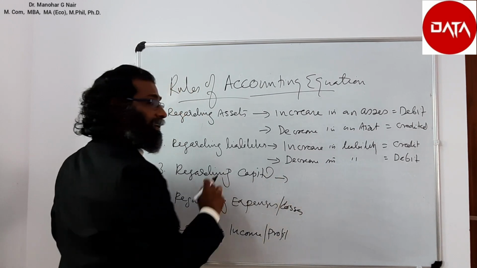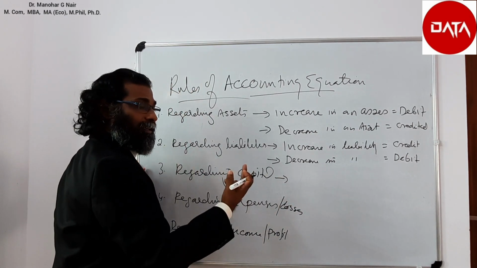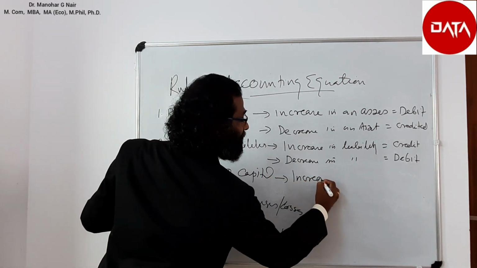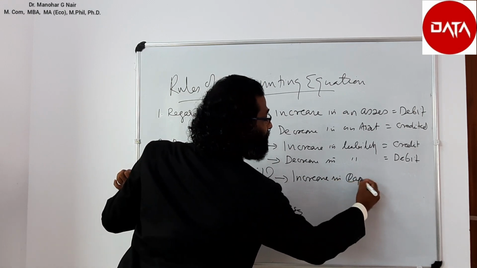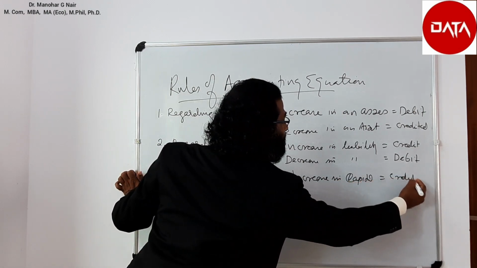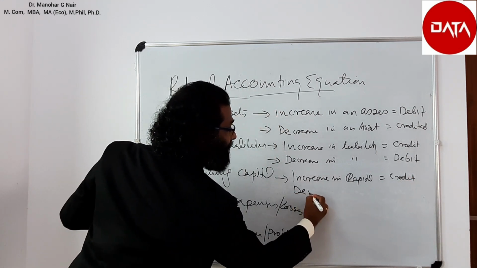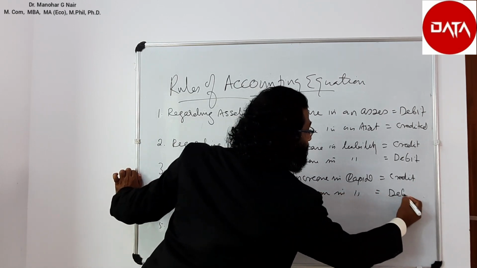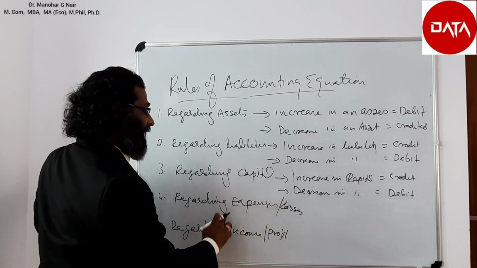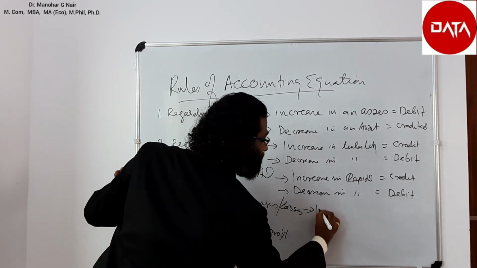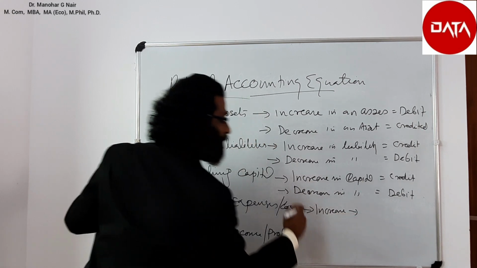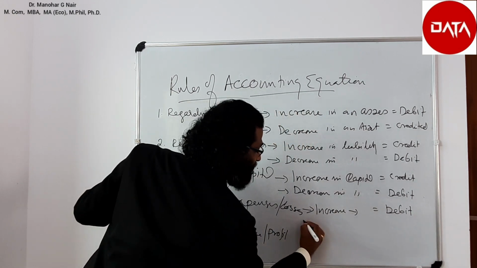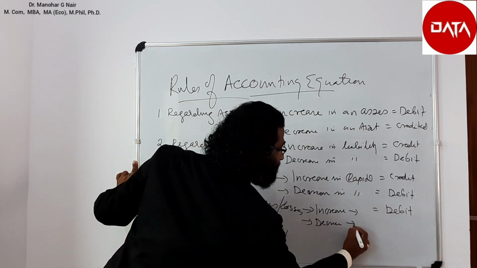And regarding capital, it is another type of liability, but it is an internal source. If there is an increase in capital, credit, and a decrease in capital, debit. Similarly, an increase in expenses or loss, debit. A decrease in expense or loss, credit.